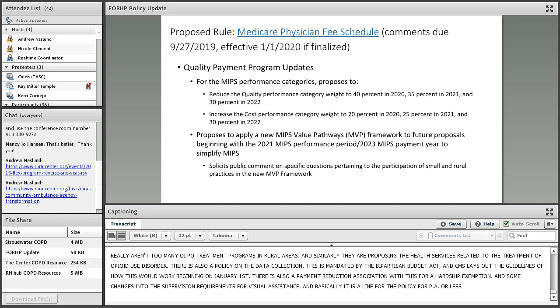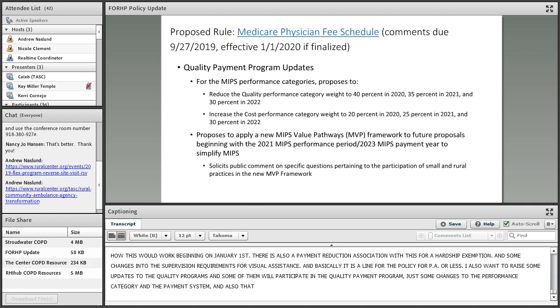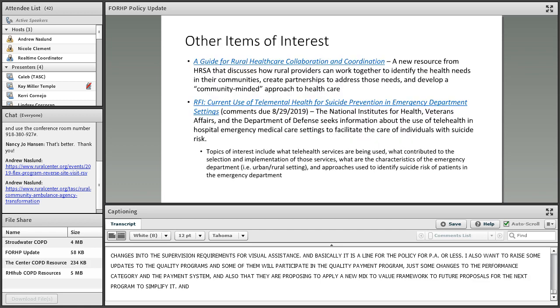I also want to raise some updates to the quality payment program, since some critical access hospitals do participate in the quality payment program. Just some changes to the performance category weightings for the merit-based incentive payment system, and also that CMS is proposing to apply a new MIPS value pathways framework to future proposals for the MIPS program to simplify MIPS. And they're soliciting public comment specifically on some questions relating to the participation of small and rural practices.